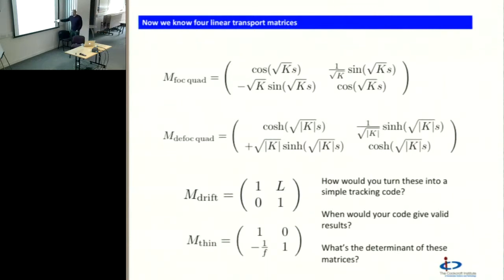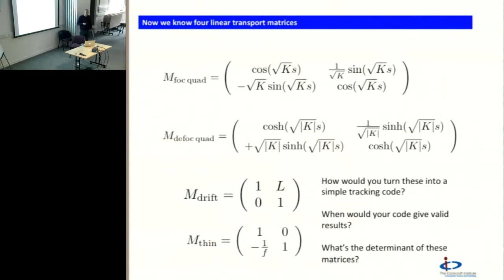So here are questions for you. How would you turn these into simple tracking code? What would you do? That's a fun little exercise to do. Here's another question for you. You can then calculate x and x prime as a function of position in the accelerator. When are your results valid? When are they not valid? That's a rhetorical question you should always think about when you use these codes.